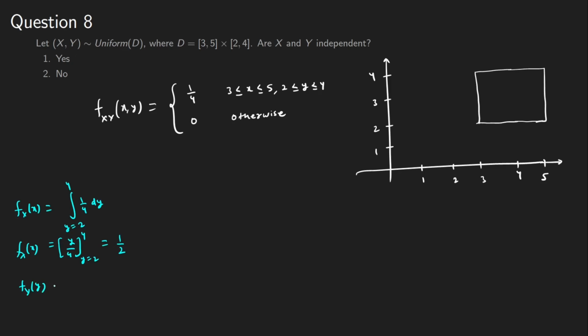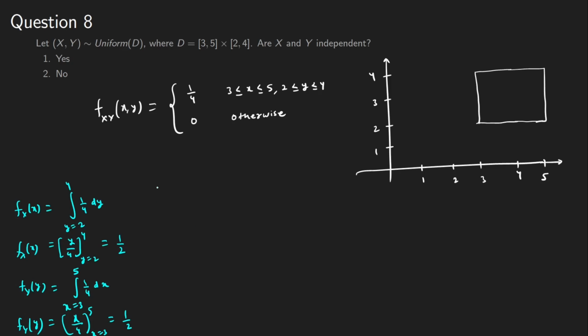Marginal PDF of Y can be calculated as the integration of 1 by 4 dx, because we are integrating with respect to the other random variable. So X will go from X equals 3 to X equals 5. So finally it will be x by 4, from x equals 3 to x equals 5. So 2 by 4, again it is 1 by 2. So both the marginal PDF of X and the marginal PDF of Y are equal to 1 by 2.